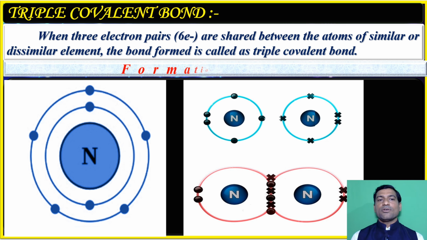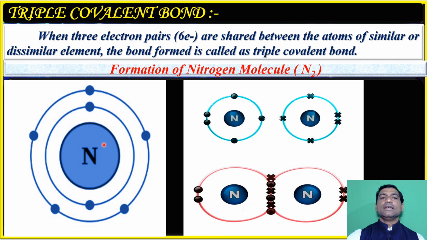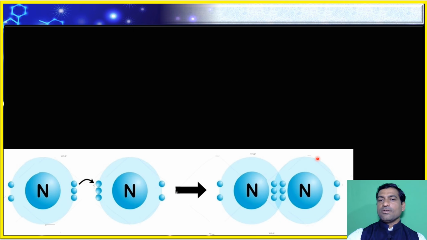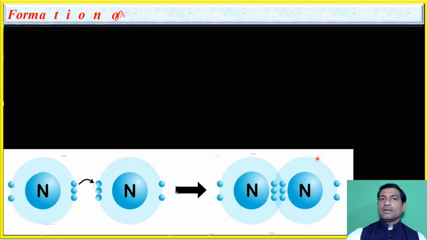For example, the formation of nitrogen molecule. The atomic number of nitrogen is 7. The first orbit contains 2 electrons and second orbit contains 5 electrons. So each nitrogen can share its 3 electrons, means 3 pairs of electrons are shared between the two nitrogen atoms, and the bond formed is a triple covalent bond. This is an example of a triple covalent bonded compound, the nitrogen molecule.